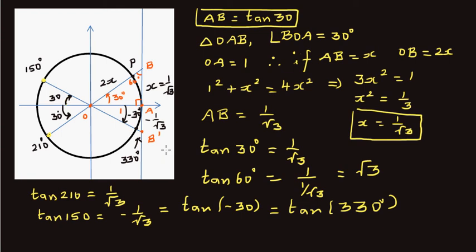So if you look at tan 60, how much is tan 60? You can draw a different triangle. So what's the relationship if you think about 30 and 1? Tan 30 is 1 over root 3. And tan of 210 is also 1 over root 3.